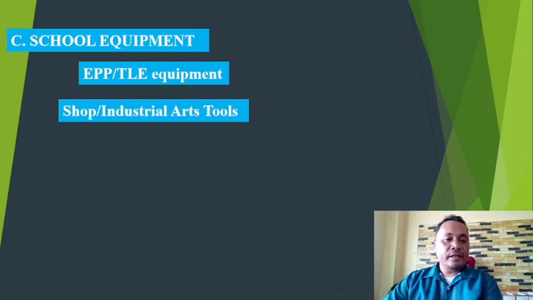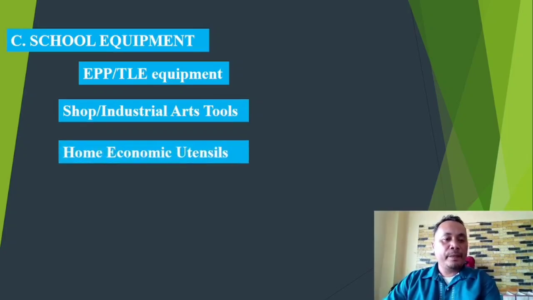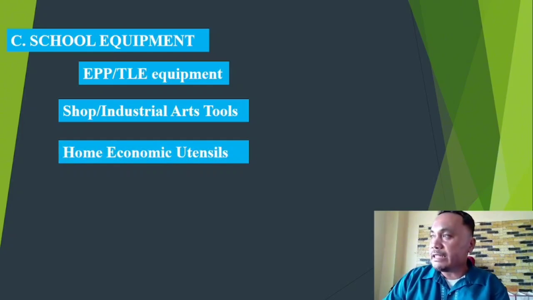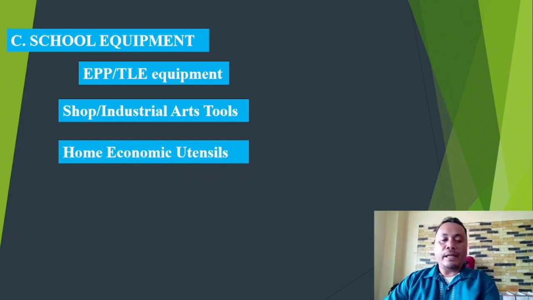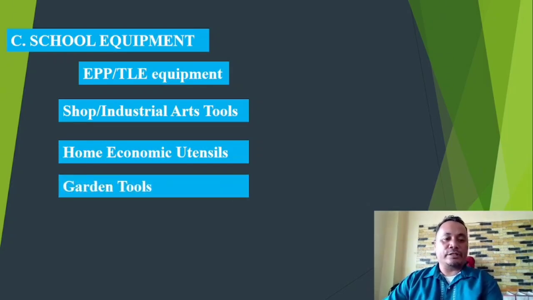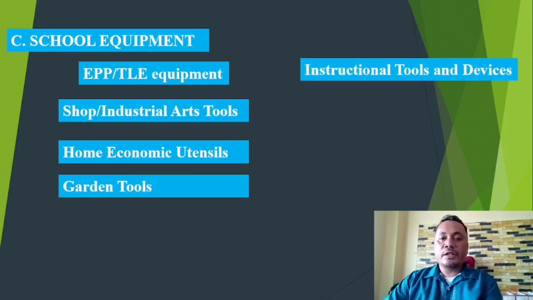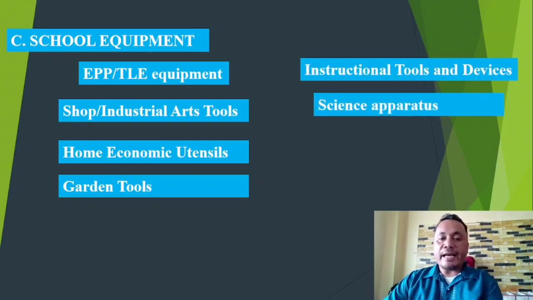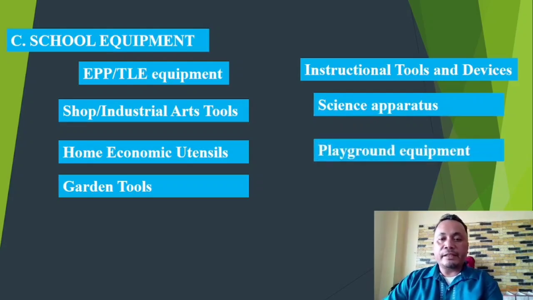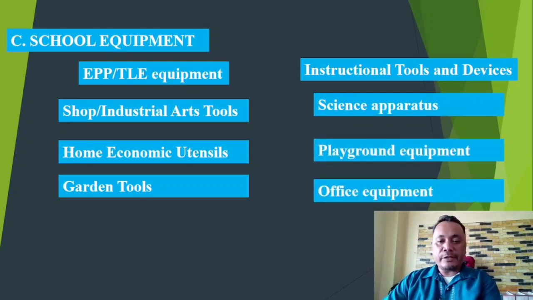And then shop and industrial tools, home economic utensils, sama na mga plato, mga kutsilyo, mga rice cooker, oven, and then garden tools. Instructional tools and devices, science apparatus, playground equipment, office equipment, mathematics gadgets. Those are considered as school equipment.